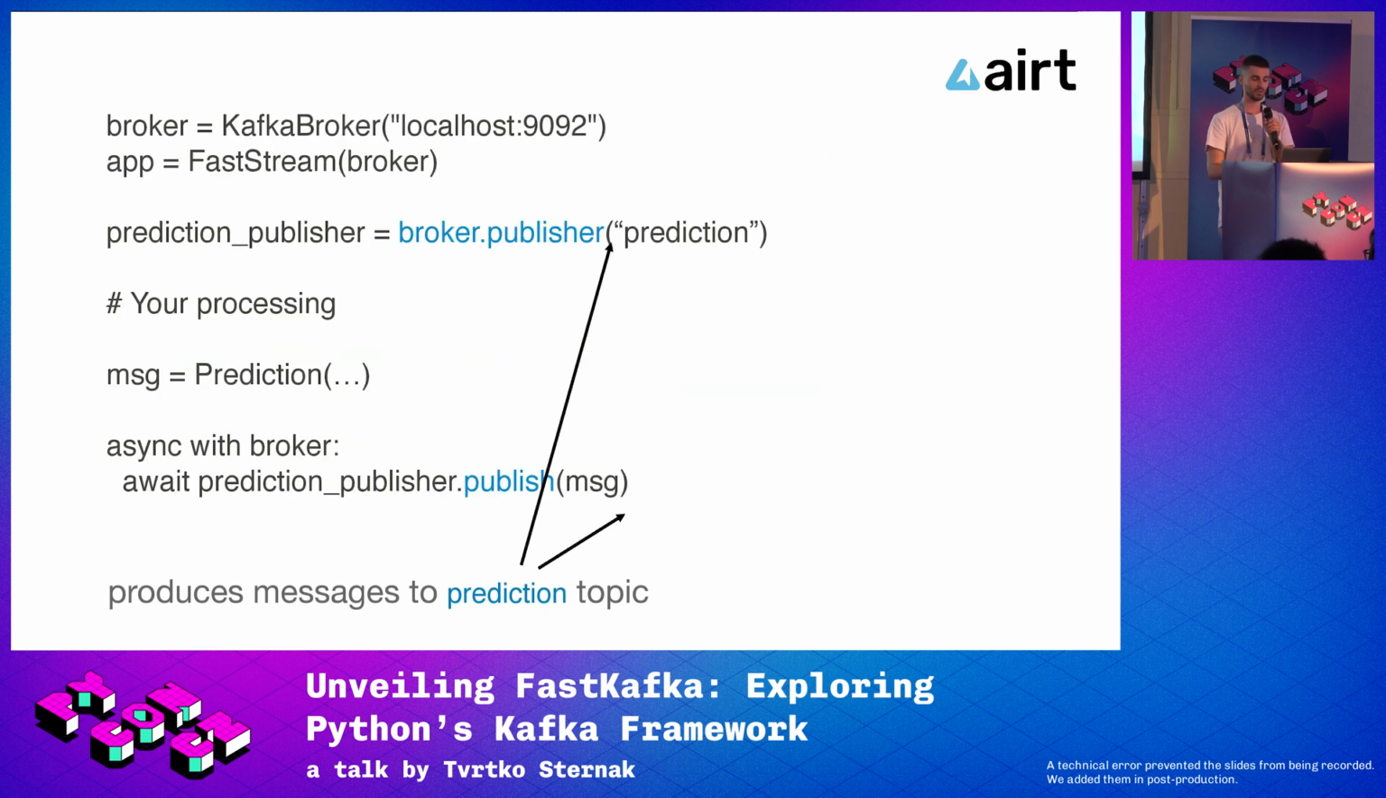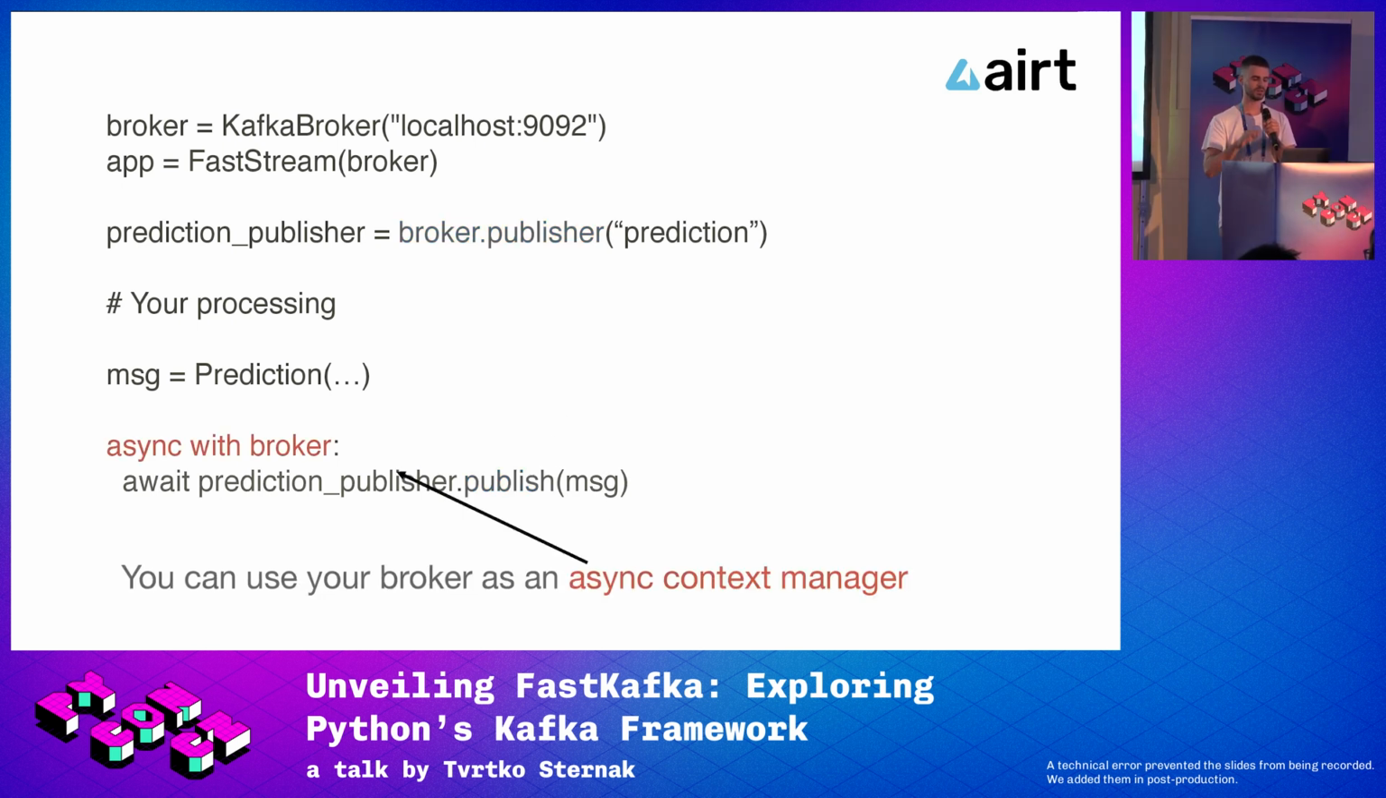There are other ways to use the publisher. If you want some CLI that publishes one message, not being reactive to a topic, you can instantiate your broker publisher object. And then when you want to publish something, you just await the publish function of your created publisher. One thing that's important here is that you can always use your broker as an async context manager, and it will build up your broker, connect to Kafka, and when you're exiting the context, it will clean everything up and shut everything down.